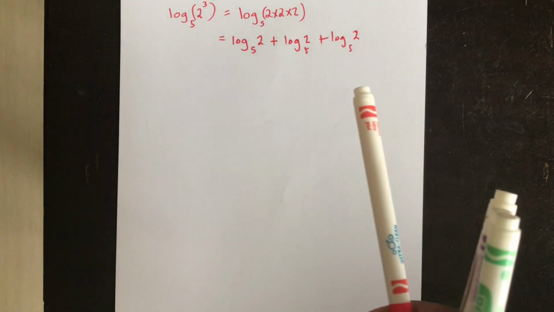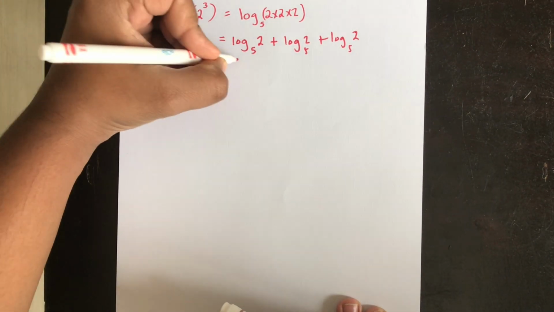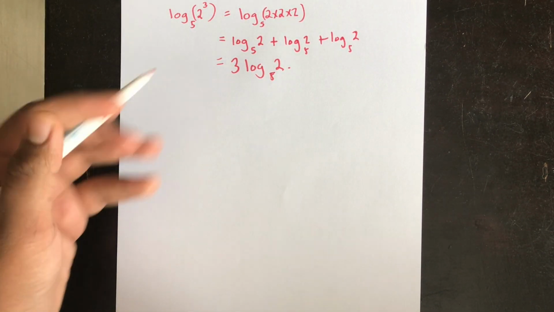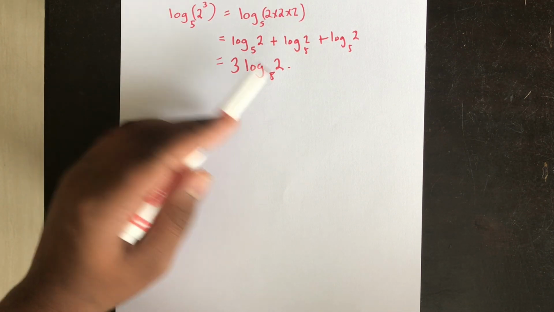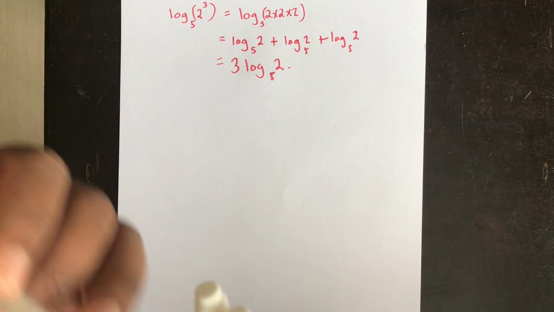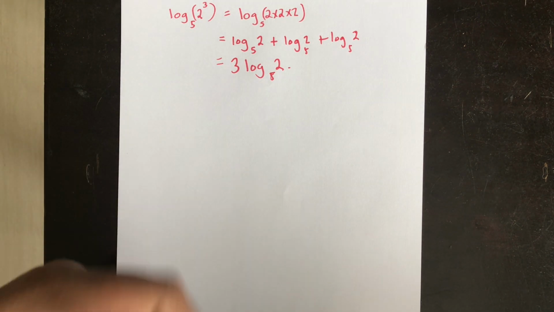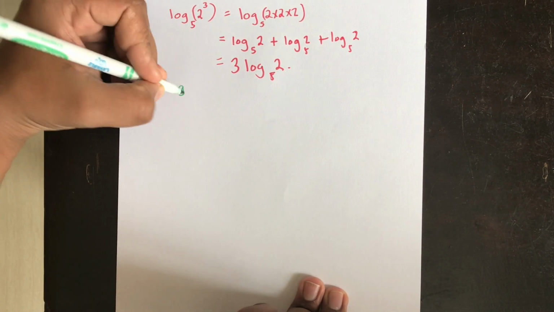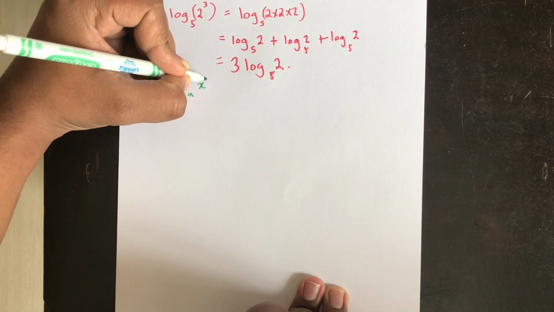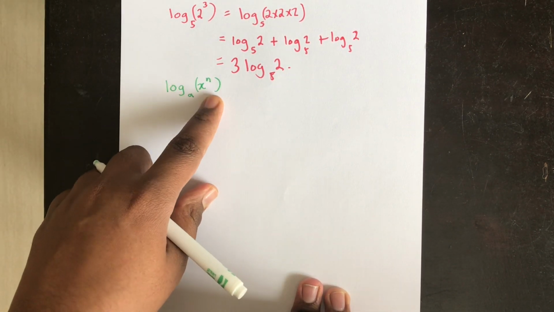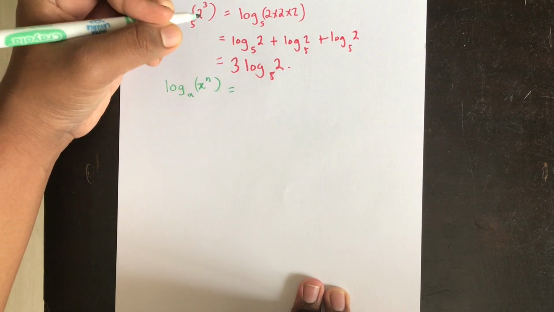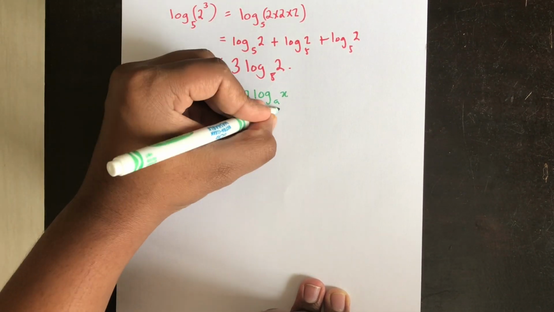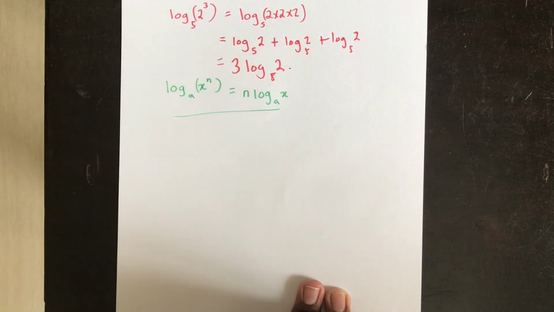So from this we are able to see that this is actually 3 log 2 base 5. This is how it actually looks like. So log 2 cubed base 5 is 3 log 2 base 5. From this we are able to generate a rule. We are able to generate a formula. So we have log of x to the power of n base a is actually equal to n log x base a. This is one thing which you should also remember, and the derivation was just done above.